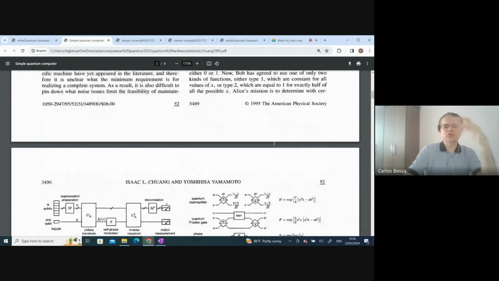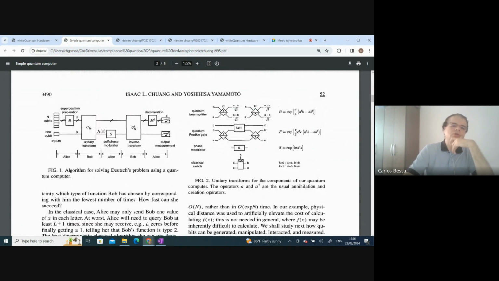So we will not have time to discuss the Deutsch algorithm. So here is the idea from the algorithm. They put in this diagram the algorithm for solving the Deutsch problem using quantum computing. And the optical part here will use basically the things that we use. That's the quantum beam splitters, the quantum Fredkin gate that we are using, and the phase modulator, that's what we call phase shifters. And the only different thing that we didn't discuss is the classical switch.